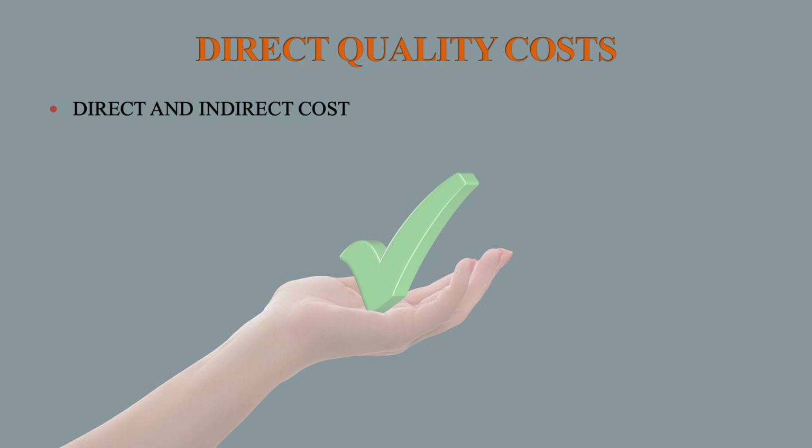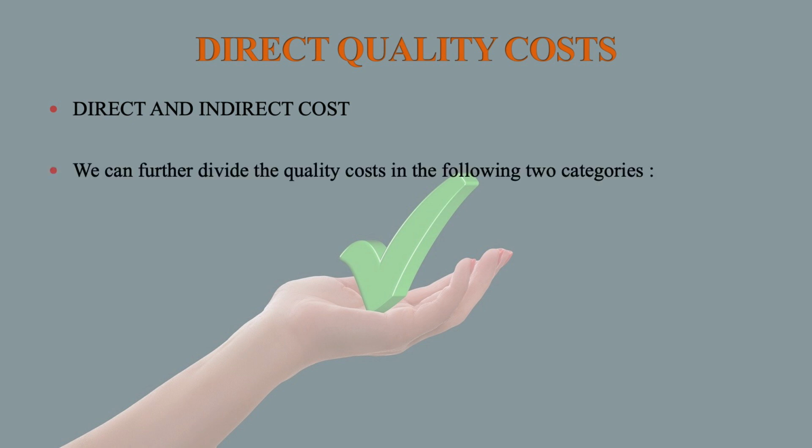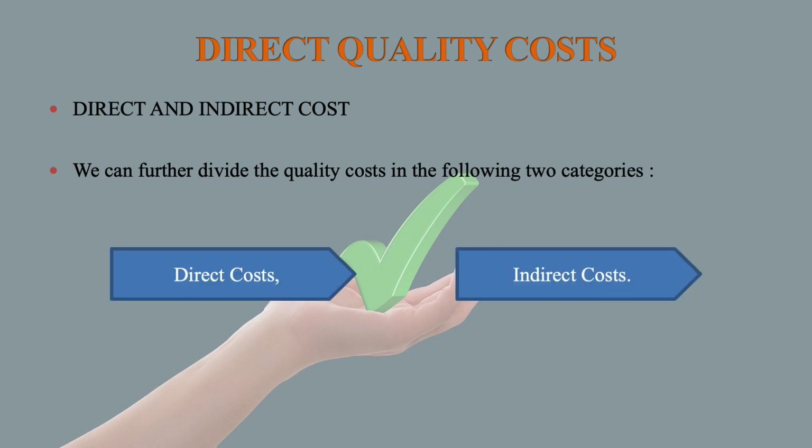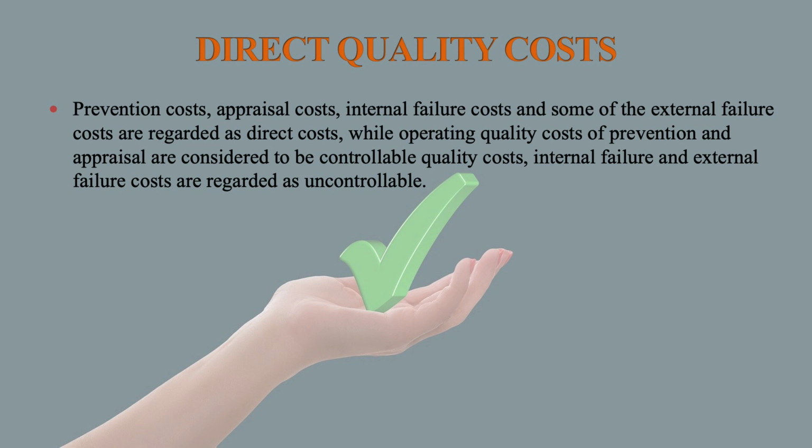Direct and indirect cost. We can further divide the quality cost into the following two categories: direct cost and indirect cost. Prevention cost, appraisal cost, internal failure cost, and some other external failure costs are regarded as direct cost, while operating quality costs of prevention and appraisal are considered to be controllable quality costs, and internal failure and external failure costs are regarded as uncontrollable quality costs.